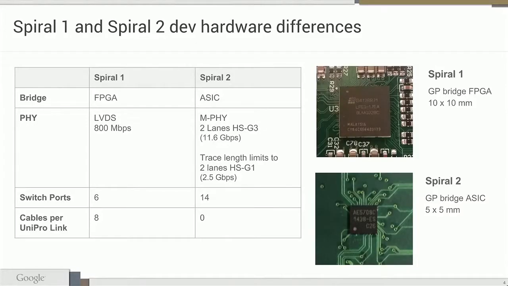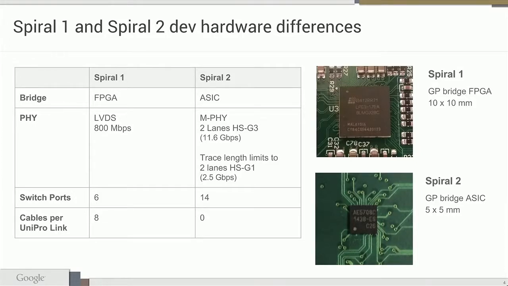I'd like to highlight a few differences between the Spiral 1 and the Spiral 2 dev boards regarding the silicon technology that's used, the physical layer communications, the number of ports on the switch, the physical size of the bridges, as well as the number of cables that are used. So in the upper right, we have a photo of the Spiral 1 bridge. It was implemented using an FPGA that runs the Unipro network. This chip is a 10 by 10 millimeter package for the general purpose bridge.